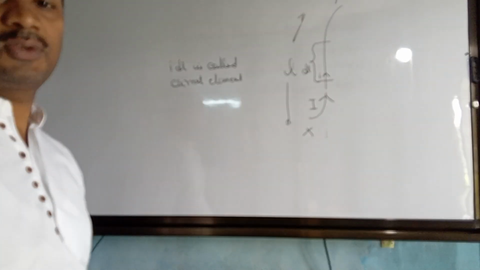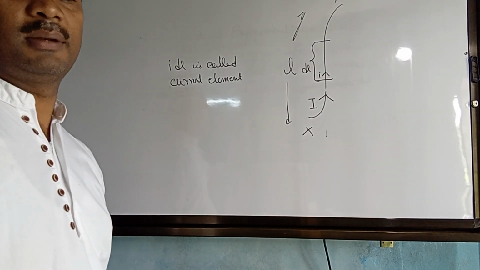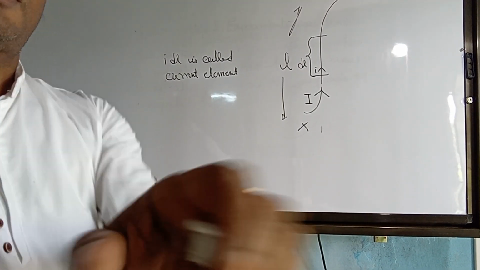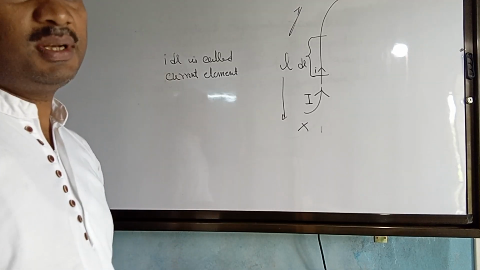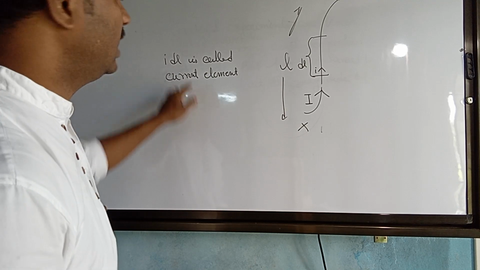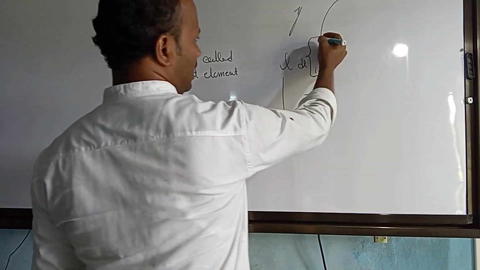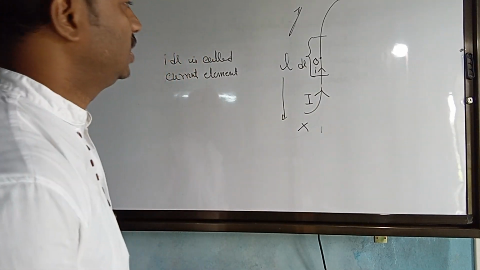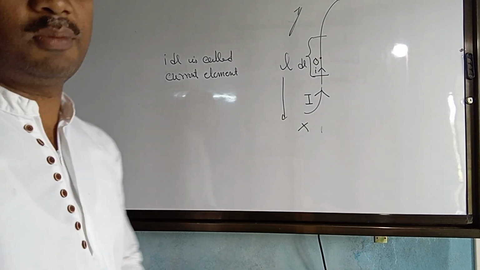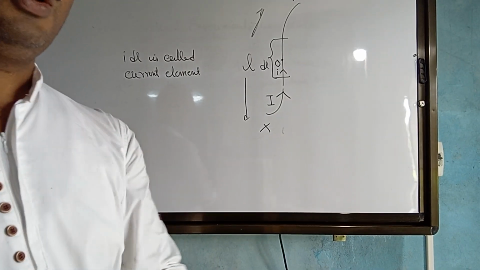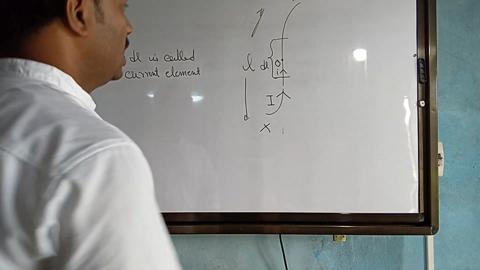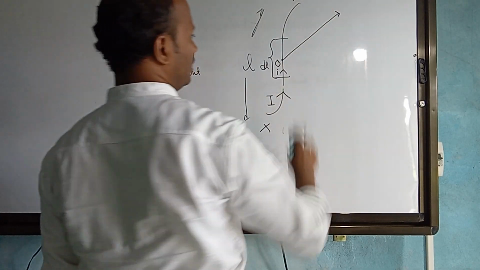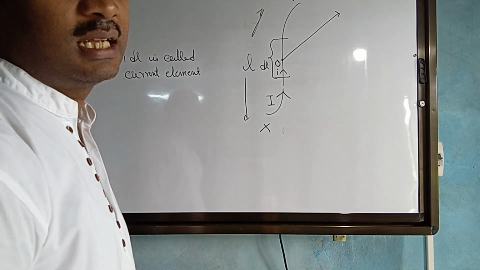ये जो I dl है ना, उसको क्या बोलते हैं? This is called current element. What is the direction of this current element? ये जो current element है ना I dl उसका डायरेक्शन क्या है? Now let us choose the midpoint of the conductor. O denotes the midpoint of this conductor. So the direction of the current element I dl is in this way.